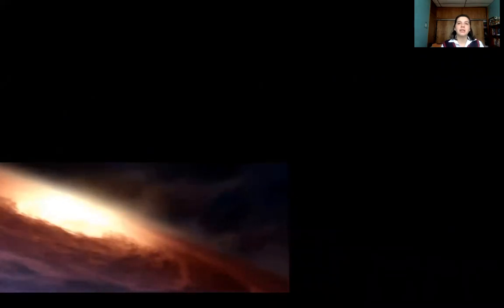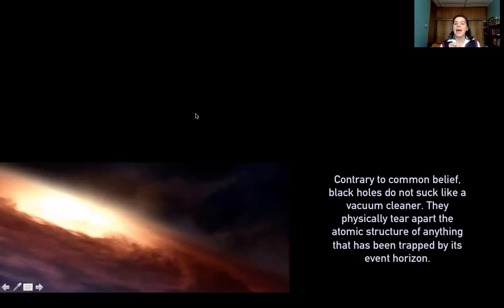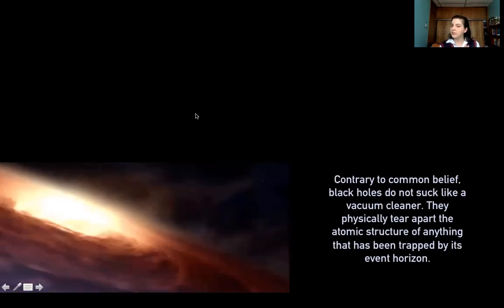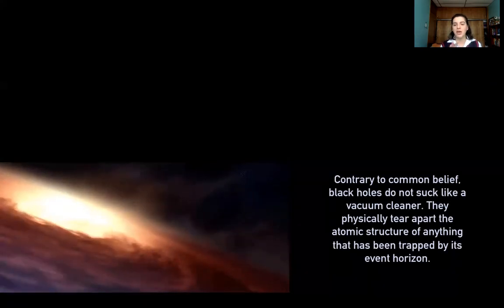We had not seen a black hole in person using telescopes until 2019, when they took the first picture of a black hole. I will show you later. Why? Because black holes are so dark, they are actually invisible to any of our telescopes. The reason we can find them is because we can see how everything around them reacts to the black hole. So, contrary to common belief, black holes do not suck like a vacuum cleaner.